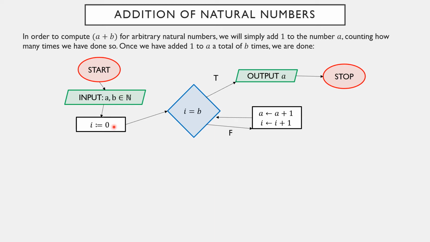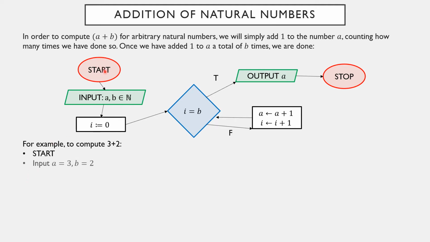Here's our counter. It represents how many times I have added 1 to a. If I have added 1 to a b times, then I get to output whatever my current value of a is and stop. If I haven't added 1 enough, then I add 1 to a and I also add 1 to i. So for example, let's compute 3 plus 2.